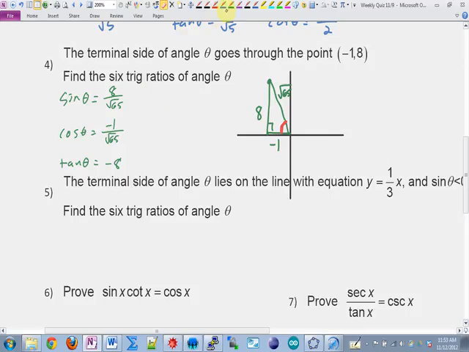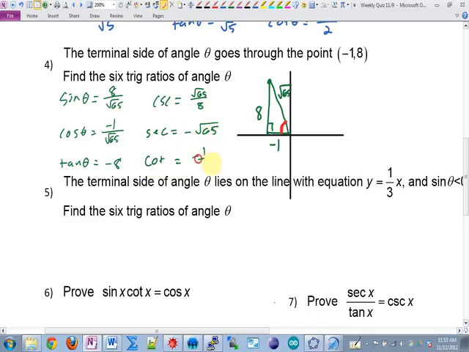So then your cosecant is radical 65 over 8 positive, your secant is a negative radical 65, and your cotangent is a negative 1/8. Oh, I forgot this.